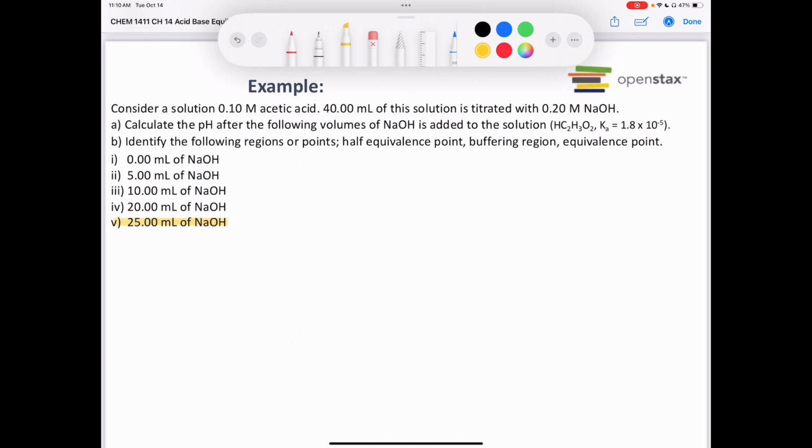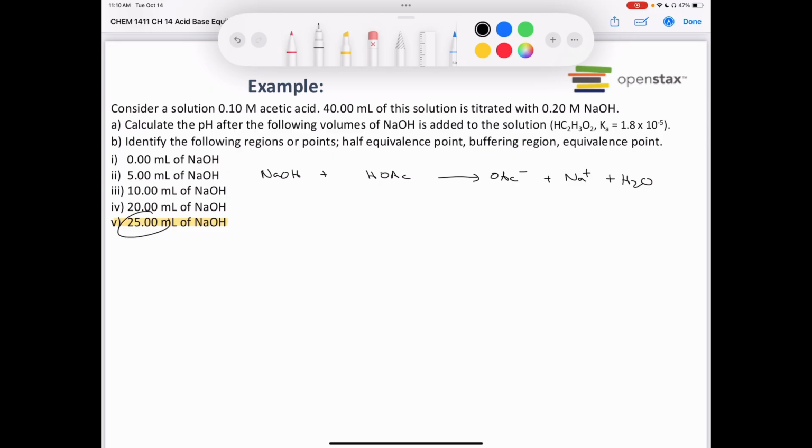All right, and in our last part, we're adding 25 mL of sodium hydroxide. So we're past the equivalence point at this point. So I'm going to write out my sodium hydroxide plus my acetic acid is going to give me my acetate ion plus sodium plus water. Again, as always, I'm not interested in the sodium or the water. This time, I'm not going to go over every little dirty calculation here.